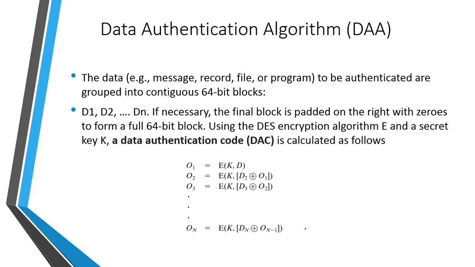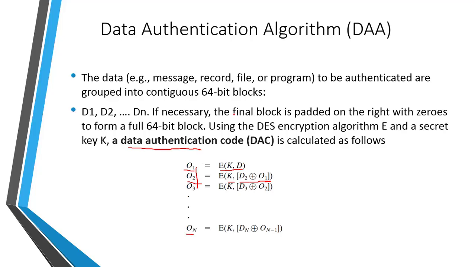So here, first of all, our first block output is O1. O1 equals the encryption between the K and D1. Next is O2. O2 equals the encryption between the K and the exclusive OR operation between D2 and the output of the first block, that is O1. In this way, all the outputs O1, O2, O3 are generated, and the last final output, that is ON, is generated, and we are getting our data authentication code.